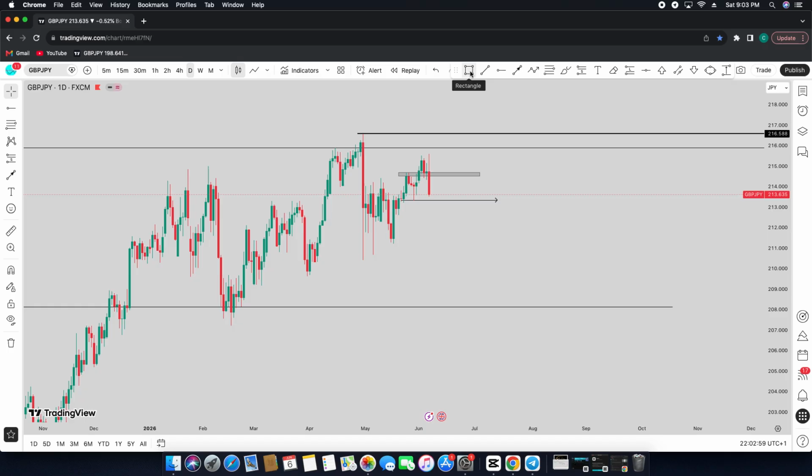How would I be taking sell in this trade? I want to be buying. How will I be taking buys on this market? I want to be buying above this resistance level.